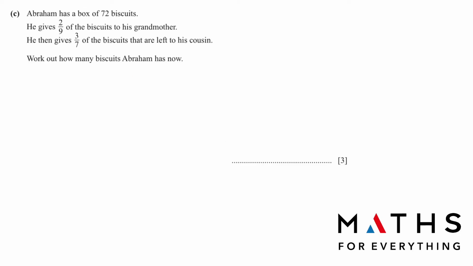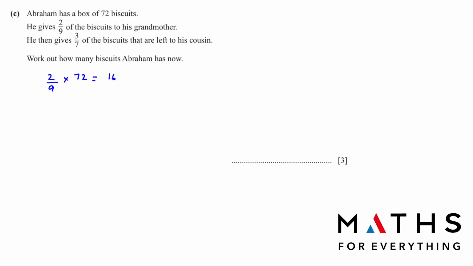Part C. Abraham has a box of 72 biscuits. He gives 2/9 of the biscuits to his grandmother, 3/7 of the biscuits that are left to his cousin. Work out how many biscuits Abraham has now. So out of the 72 biscuits, 2 portion out of 9 he gives to his grandmother. So he gives his grandmother 16.